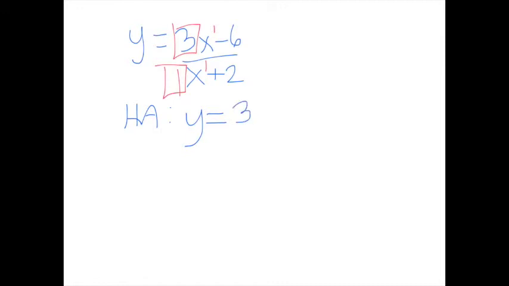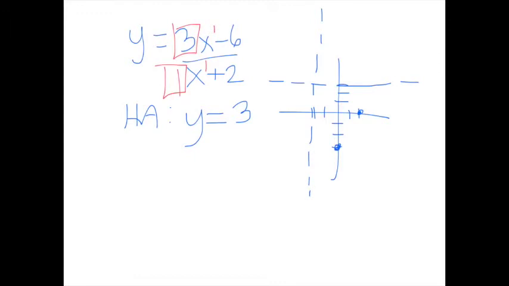Now, putting together all the information we've gathered so far, we have a vertical asymptote at negative 2, a horizontal asymptote at 3, we have our point 2 comma 0, and our point 0 comma negative 3. We are almost there. We almost have the full graph.